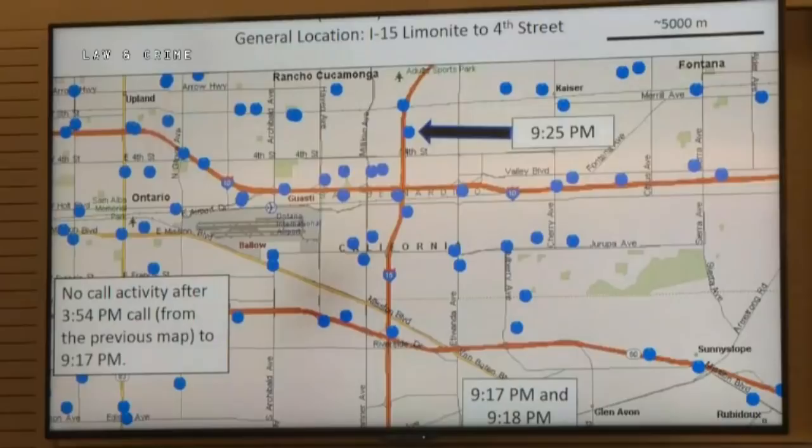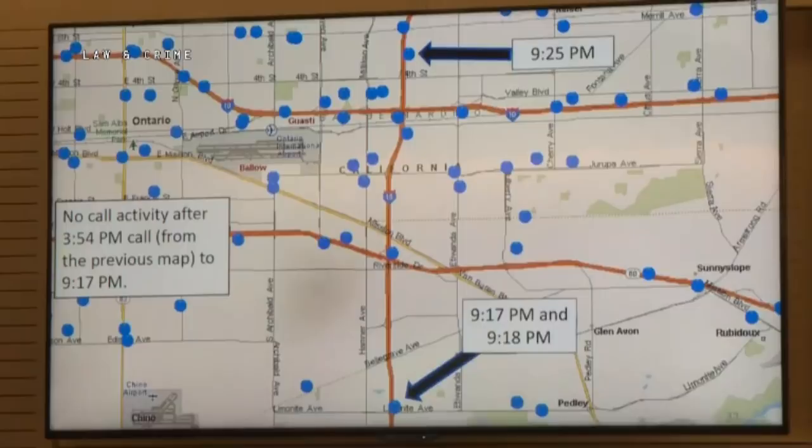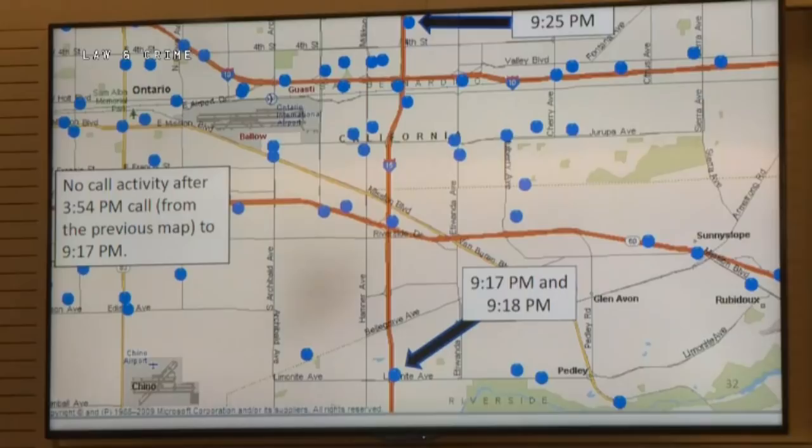So would it be fair to say that something happened between 3:54 p.m. and 9:17 p.m. to cause the defendant's phone to be somewhere to the south of Rancho Cucamonga? Objection, calls for speculation. Sustained. Okay, what are we on to? 474?